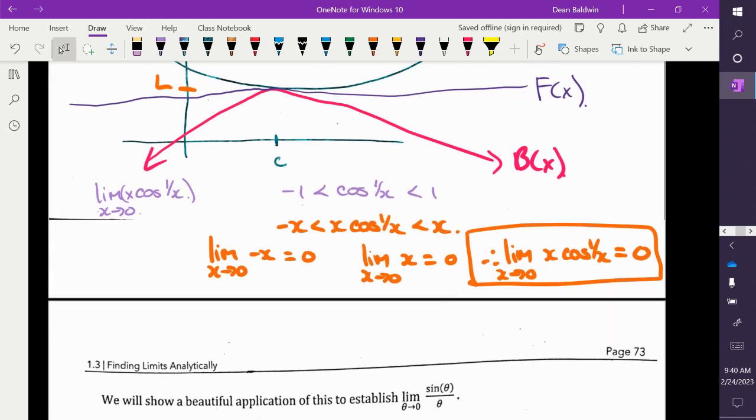Is that okay? I'll show you what it looks like visually. Let's wait until everybody writes that down.